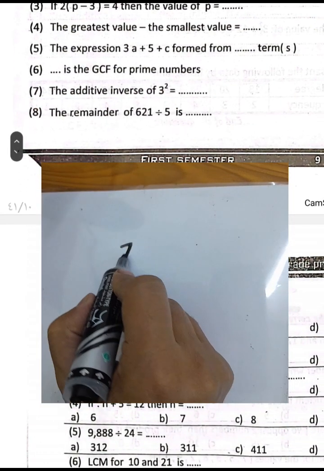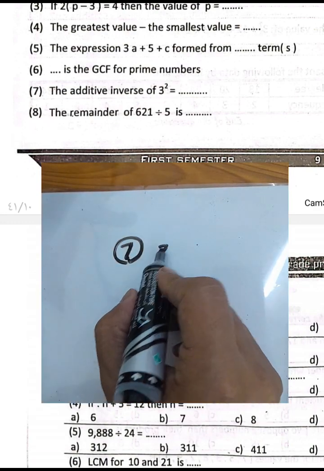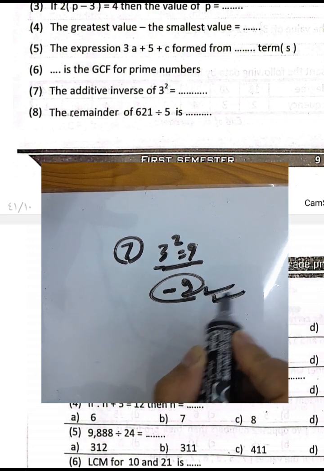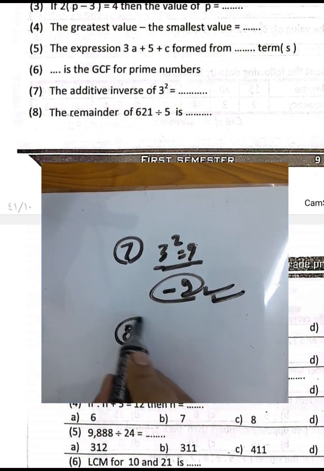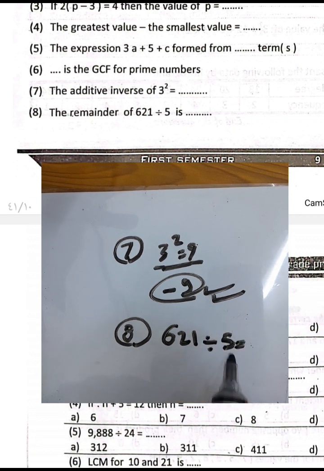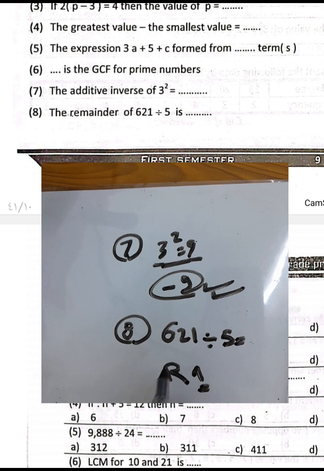Question 7, the additive inverse of 3 power 2. We know 3 power 2 is 9. Then the additive inverse will be negative 9. It's the additive inverse. The remainder of 621 divided by 5, we want to find the remainder, will be 1. Because any number can be divided by 5 if the ones digit is 0 or 5. 620 can be divided by 5. Then the remainder will be 1 in this example.